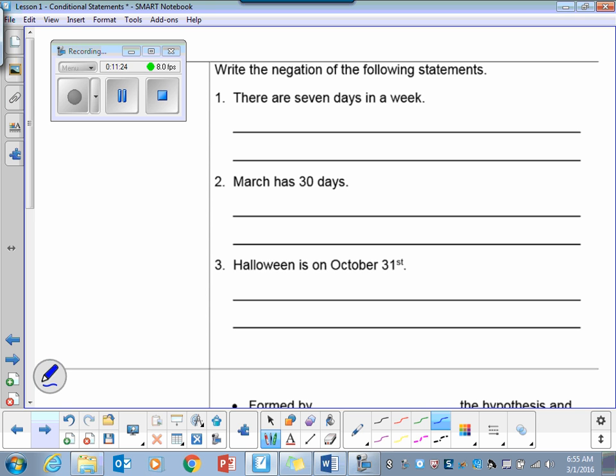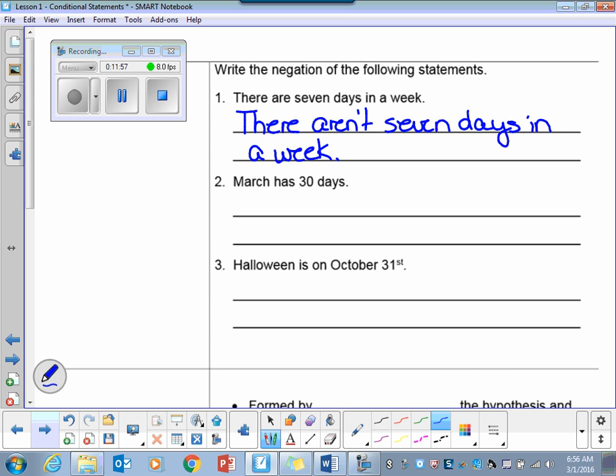So, some examples. Write the negation of the following statement. There are 7 days in a week. How about there are not 7 days in a week? Or there aren't. Aren't sounds a little better as a contraction. There aren't 7 days in a week. This one went from a true statement to a false statement.